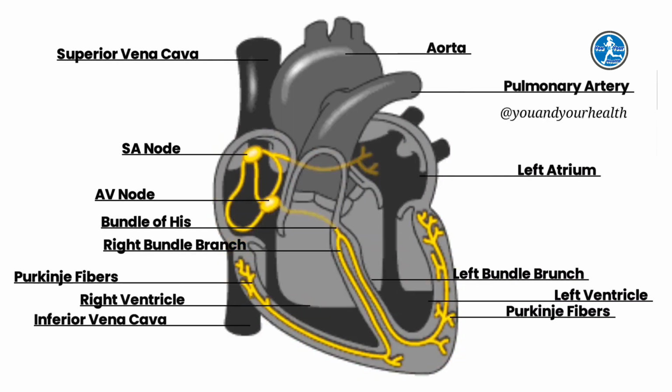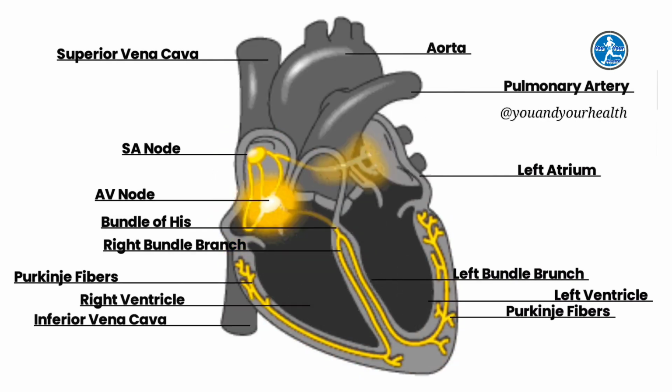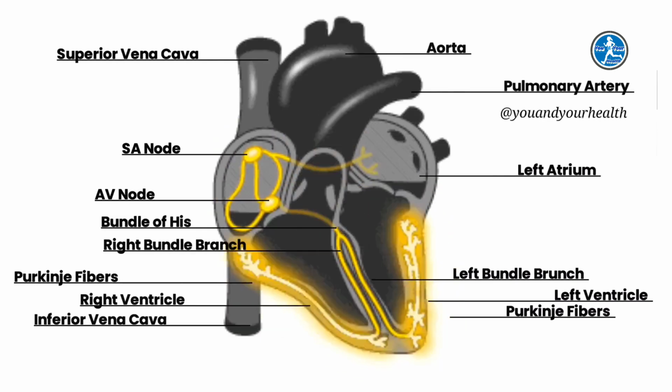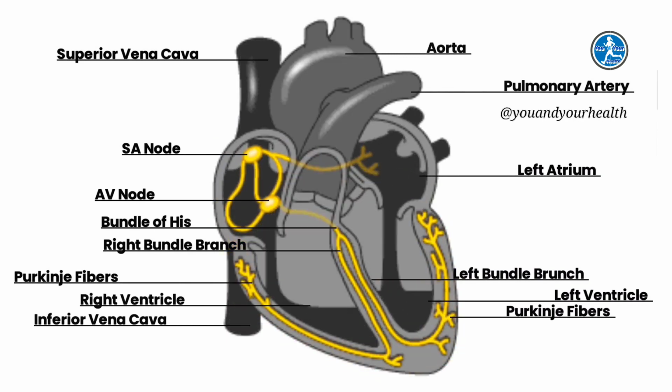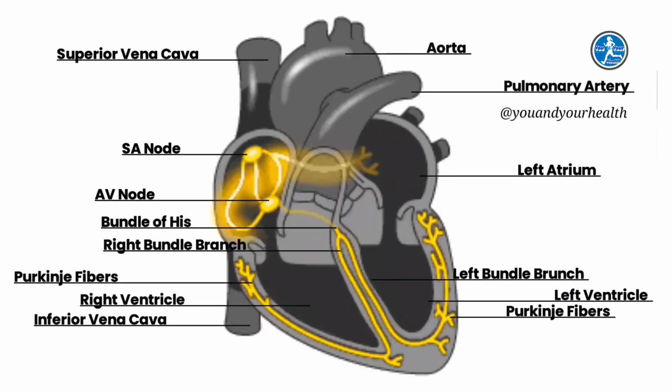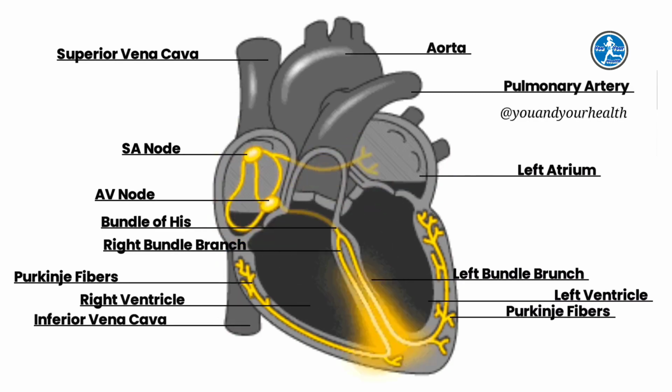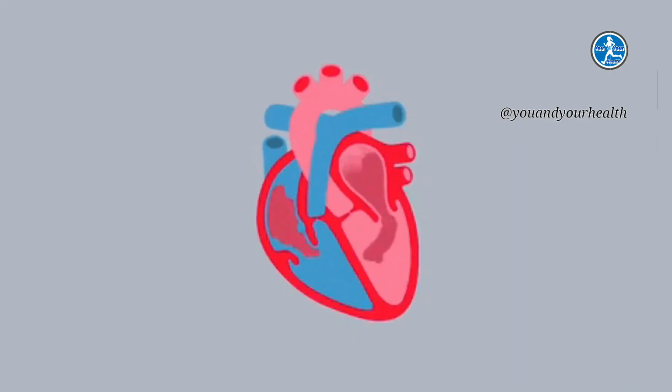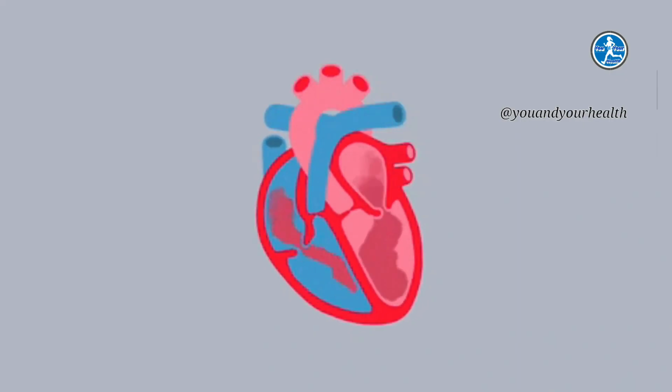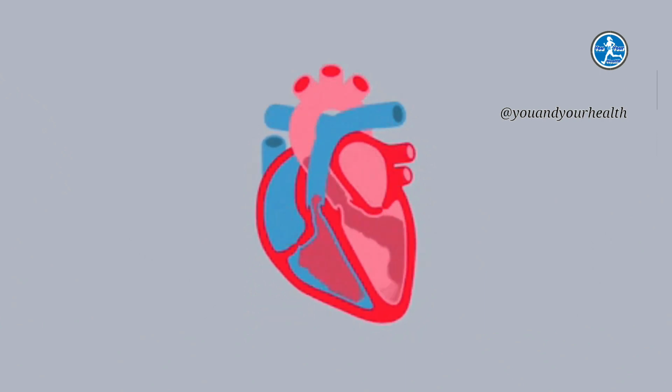The atrioventricular node or AV node coordinates contraction between the atria and the ventricles. It is located in the lower part of the interatrial septum. The AV node is also known as the gatekeeper of the heart. It causes a brief delay in the transmission of electrical impulses from the atria to the ventricles to allow the atria to contract and fully pump all the blood into the ventricles before the ventricles contract or depolarize.